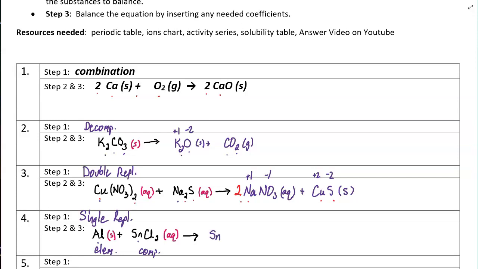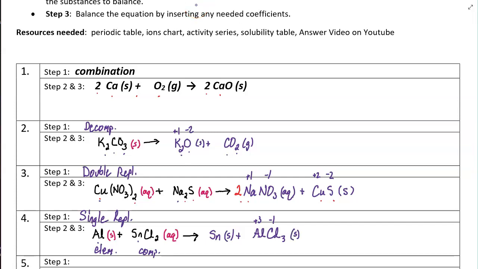The tin will become the lone element. It'll be solid. Tin is a metal. And the aluminum is going to bond with the chloride. Aluminum, chloride. Aluminum is +3 and chloride is -1. So crisscrossing, Al1, Cl3. Aluminum chloride is a solid.